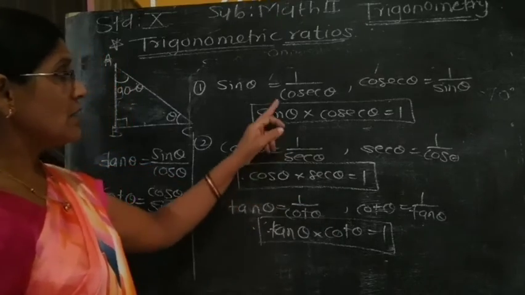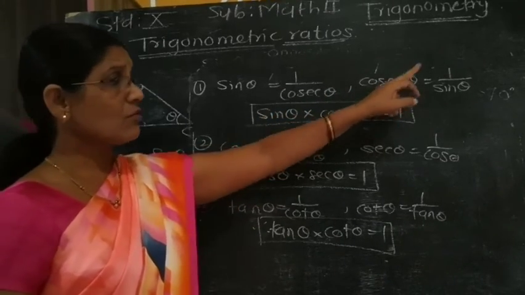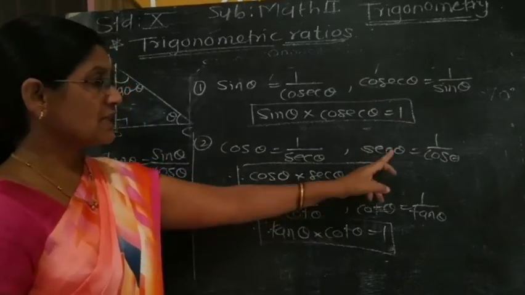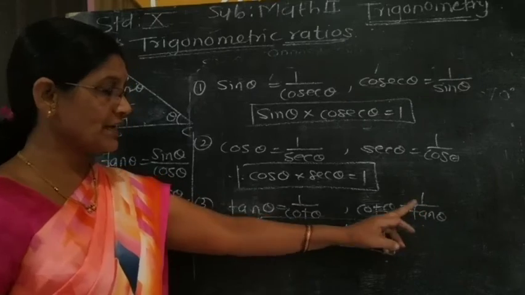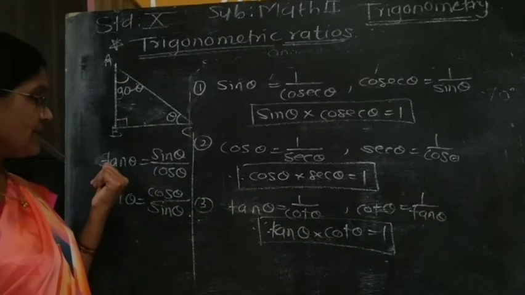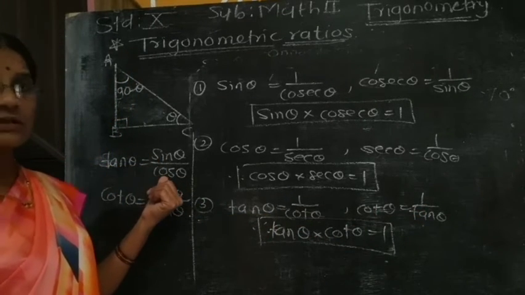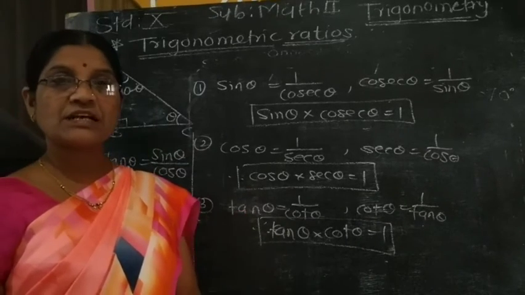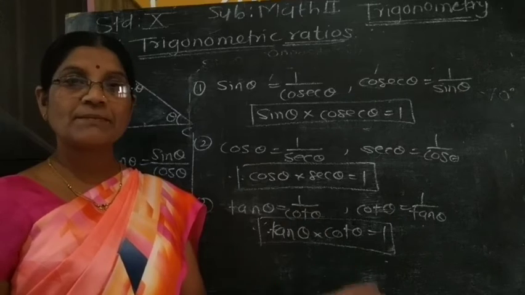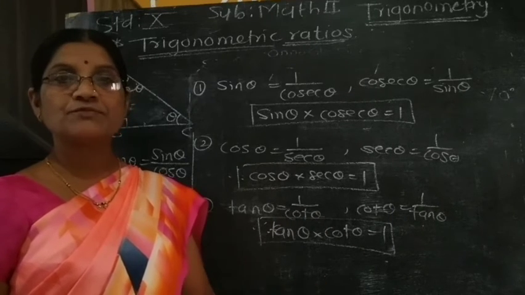See how cosec theta will be 1 upon sin, sec theta 1 upon cos, cot theta 1 upon tan means cos upon sin, and tan means sin upon cos. Means sin and cos are the basic ratios, and we can convert all remaining 4 ratios in terms of sin and cos.